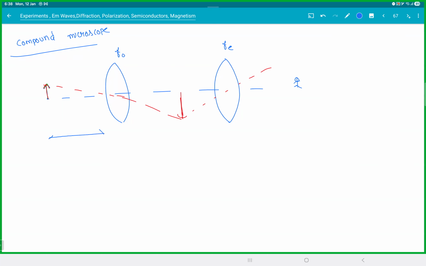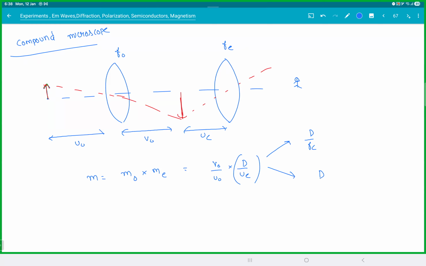So this distance is your u naught, and this distance is your v naught, and this distance is your ue. So here magnification will be magnification of objective into magnification of the eyepiece, which is v naught by u naught, and this will be D by ue. Now, this D by ue will again get two cases. Remember, D by fe or 1 plus D by fe. This is for that far point. This is for the near point.